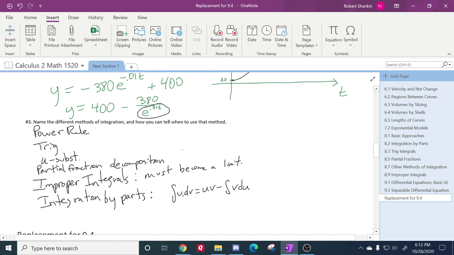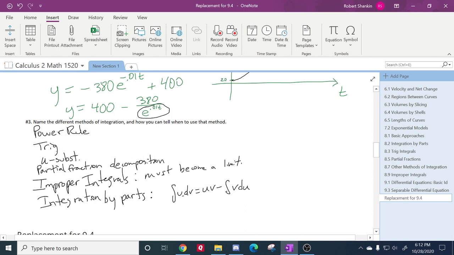We do that when we have integrals of a polynomial divided by a polynomial. U substitution goes through all of these things. Many of them need a U substitution before you can do any of these.